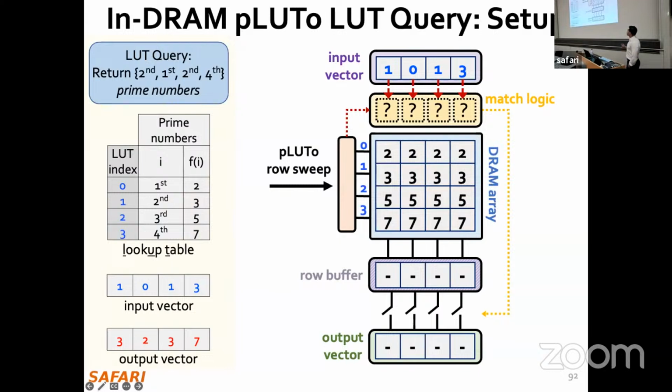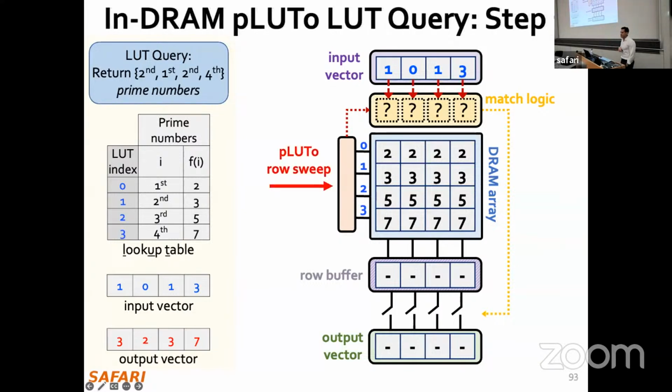So to operate this, we are going to create a new instruction called PLUTO row sweep. This works similar to how the auto refresh operation works. So we are going to start activating each one of those DRAM rows one by one in order with a single DRAM operation. So let's see how it goes. Upon receiving this PLUTO row sweep operation, we activate the first DRAM row, which operates as any other DRAM row activation, and copies the data in that DRAM row to the row buffer.